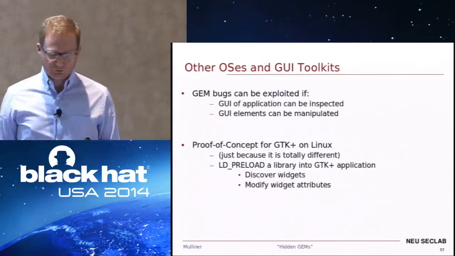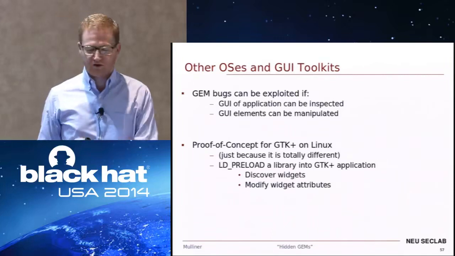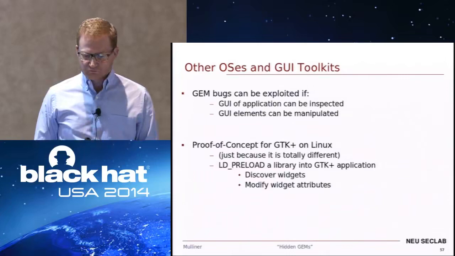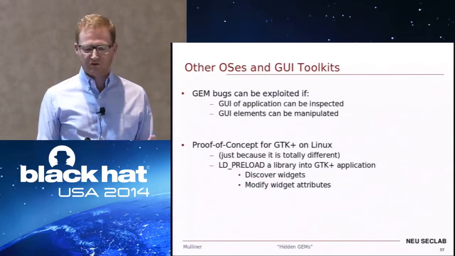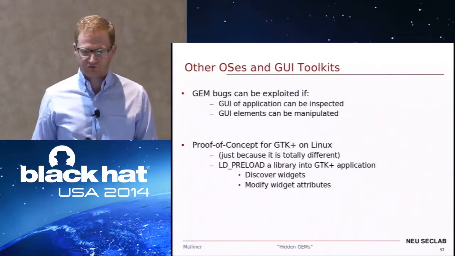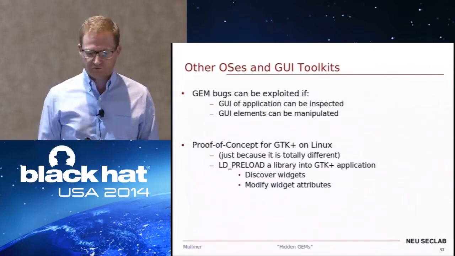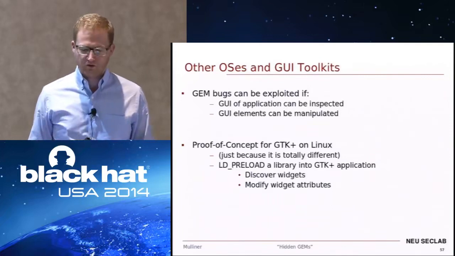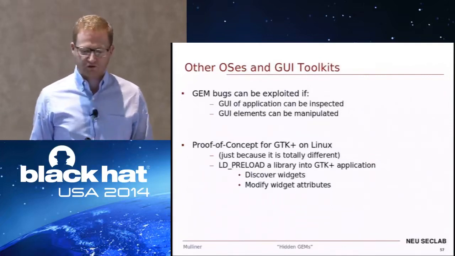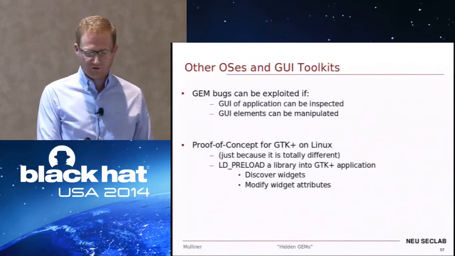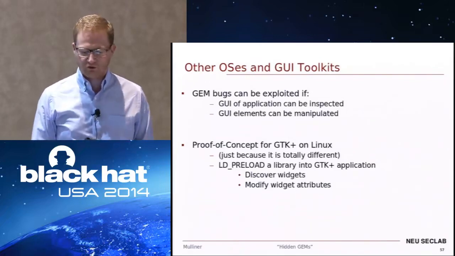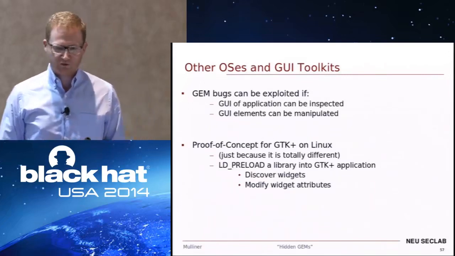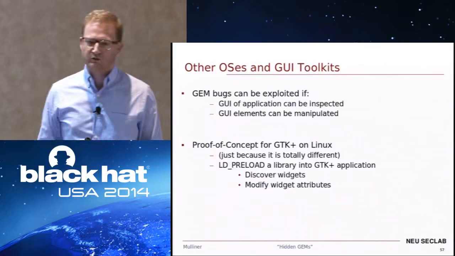Basically, there are two basic things you need to be able to have GEM bugs or exploit them. It basically means you must be able to inspect the UI of another application while it's running, and you must be able to manipulate those UI elements. If a UI framework supports this feature, you basically can exploit GEM vulnerabilities. And I built a very small proof of concept for GTK Plus on Linux just because it's so completely different.